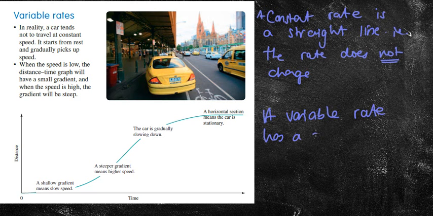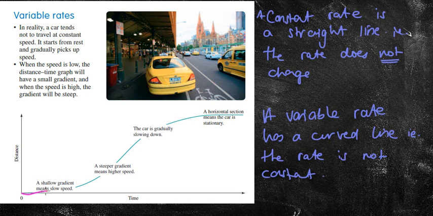And now I want you to put a variable rate as a curved line, i.e., the rate is not constant, which means it changes. And all I mean by that, see for example here, is that at every point in time, we're getting a little bit faster, a little bit faster, and then we start slowing down, slowing down, slowing down. Okay, so it's a curved line, which means that the rate is not exactly the same at every single point in time.